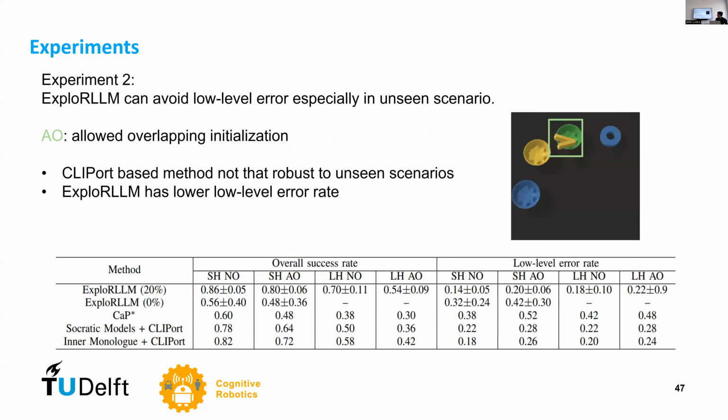And we also introduced some special situations that allowed overlapping at initialization, which means in initialization, you have a letter that has some overlap with the bowl, which is not common in our previous training situation. And from this result, we can see that the CLIPort-based method is not robust to the unseen scenario compared to our method. And our method has a lower error rate.